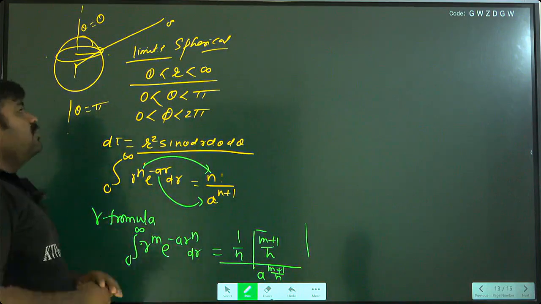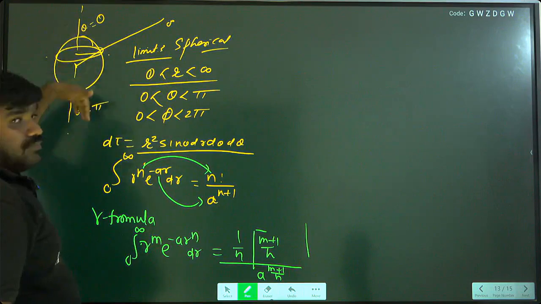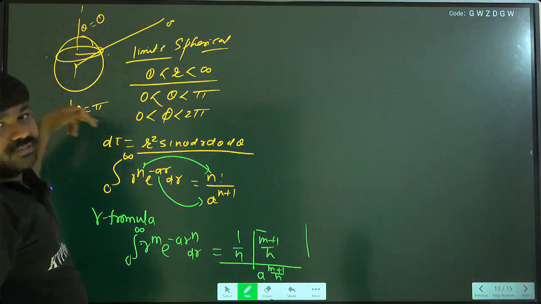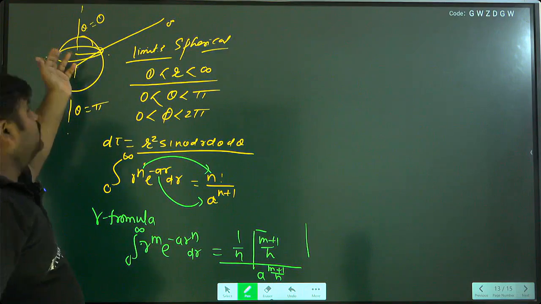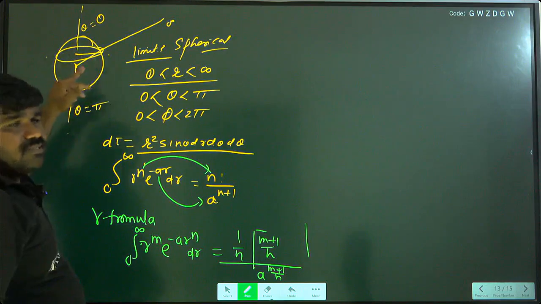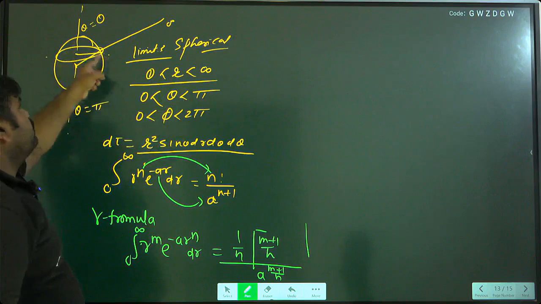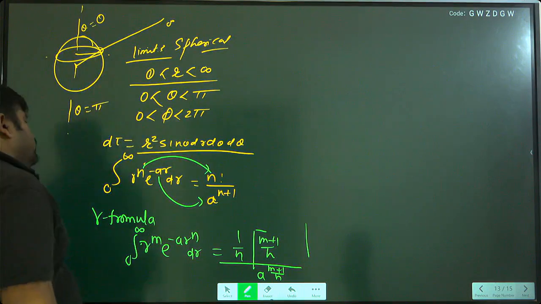What is r varying from? Lower limit 0, higher limit infinity. Theta varying from 0 to 2π? Considering the rotation, don't take 0 to 2π. At the same time, this is rotating like that. Yes or no? Because repetition would happen, they have taken the limit as 0 to π, and φ varying from this side to this one, 0 to 2π. Clear?